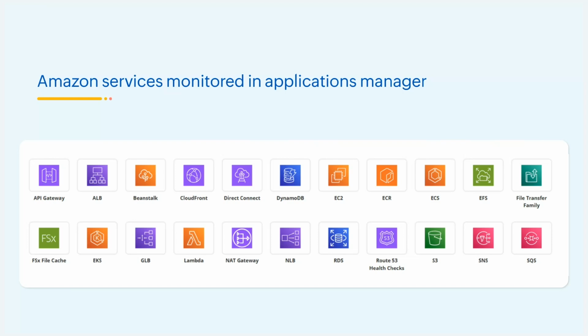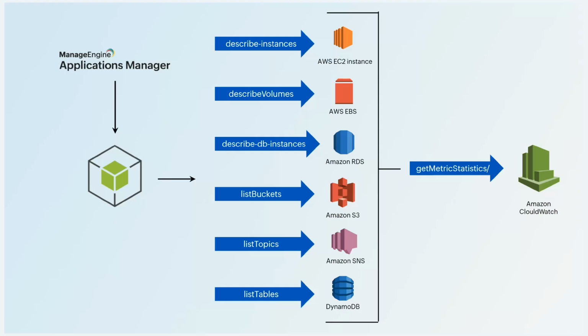In Applications Manager, we monitor a wide range of AWS services to ensure seamless cloud operations. So with this, we can track performance, availability, and resource utilization. Generally, it helps businesses stay proactive in troubleshooting and optimize their cloud infrastructure. Now let's take a look at how Applications Manager integrates with AWS to monitor the cloud resources. So this diagram illustrates how it fetches key performance metrics using the AWS SDK and then the API calls.